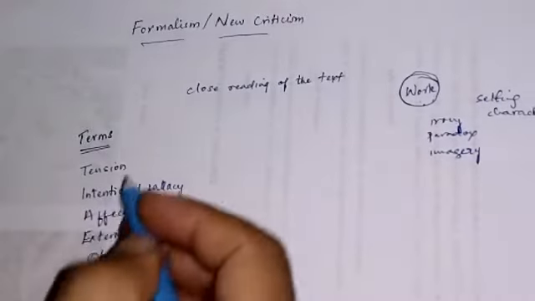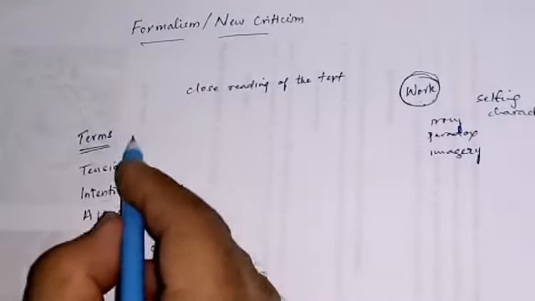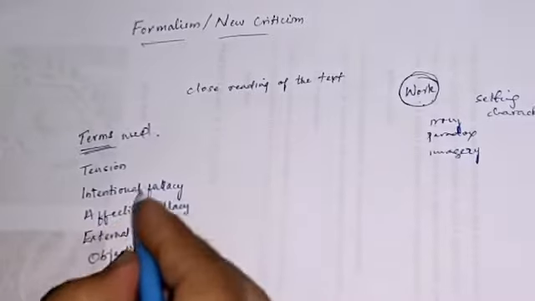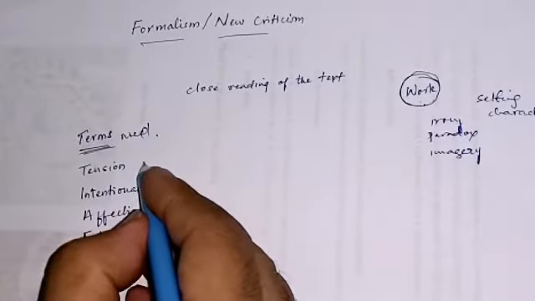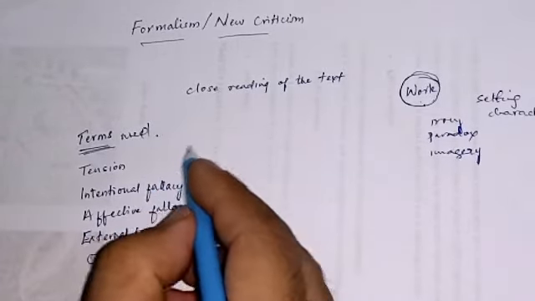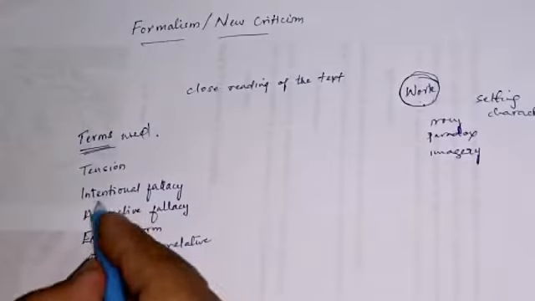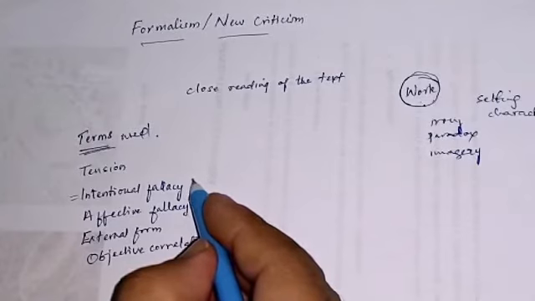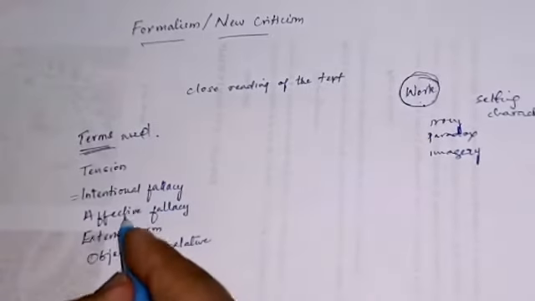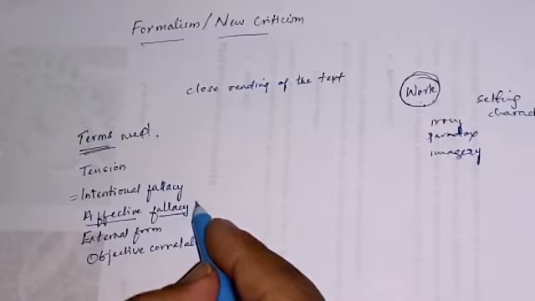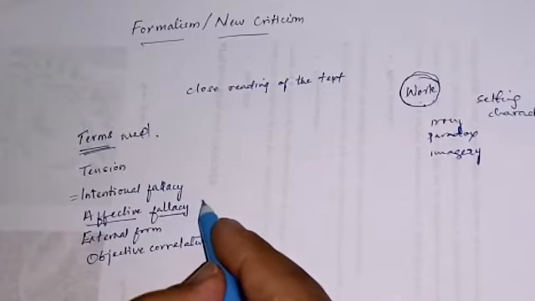So there are terms used in new criticism or formalism. The first term is tension. This is the integral unity of the poem, which results from the resolution of opposites, often in irony or paradox. The second one is intentional fallacy. This is the belief that the meaning or value of a work may be determined by the author's intention. The next one, affective fallacy. The belief that the meaning or value of a work may be determined by its effect on the reader.